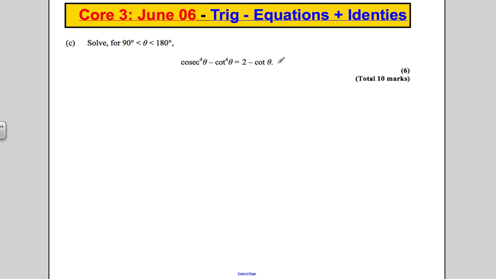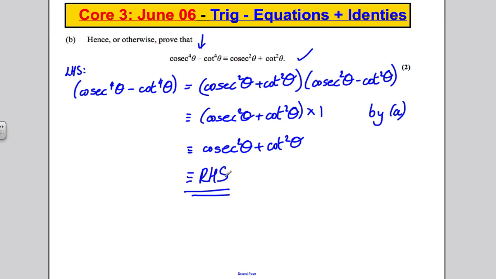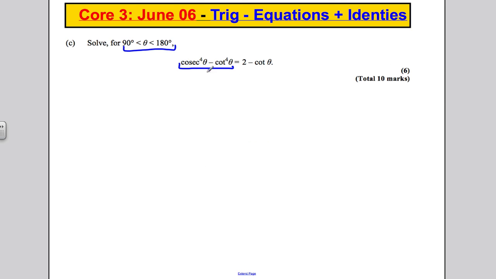And part C, it says hence solve this equation. Or it doesn't even say hence, it says solve between 0 and 180 this equation. Well, obviously in order to solve that as equal to something, you're going to use the easy form of it in part B. So you know that cosec 4 theta subtract cot 4 theta is cosec squared plus cot squared. So you can say this is instead cosec squared theta plus cot squared theta is equal to 2 subtract cot theta.